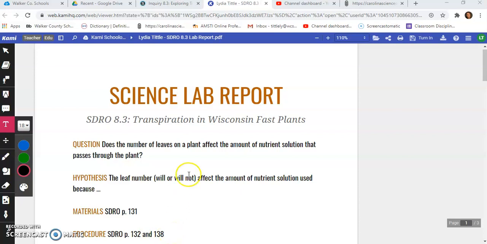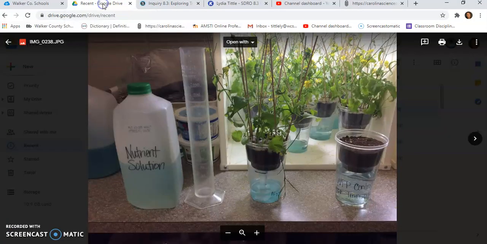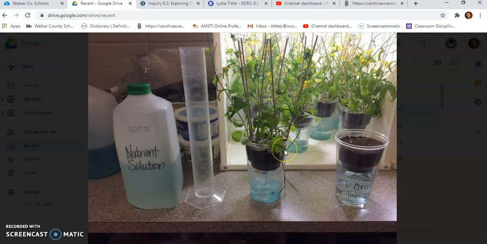138. Now I'm going to show you a picture of those materials we're going to be using. Of course, we have our Wisconsin fast plants that we've been growing for a while now. We started them back in early September. And as you can see, the reservoir on this one is getting a little empty because the plant has used that water or that nutrient solution.